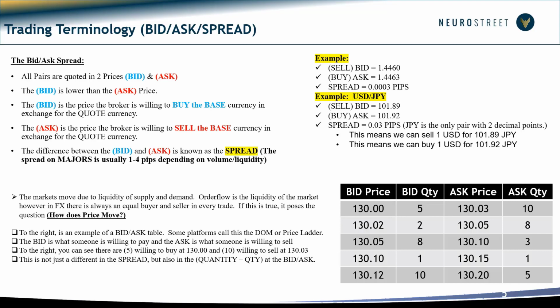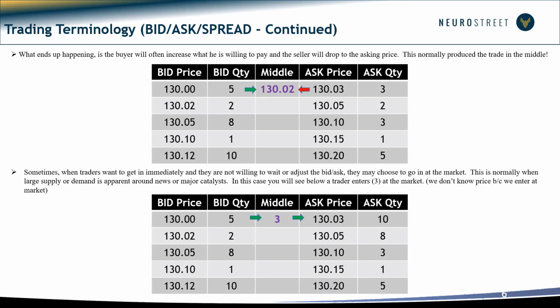And so if we break this down a little further, what ends up happening is a buyer will often increase what he's willing to pay, so he'll move his bid up, and then a seller will normally drop down, and this will normally produce a trade in the middle, right? They'll meet in the middle, and that's where the facilitation of trade takes place. Sometimes when traders want to get in immediately and they're not willing to wait, they just will enter at market, and this is normally when large supply or demand happens, normally around news or any fundamentals. This can ultimately change the spread and also the price quantity between them, right?